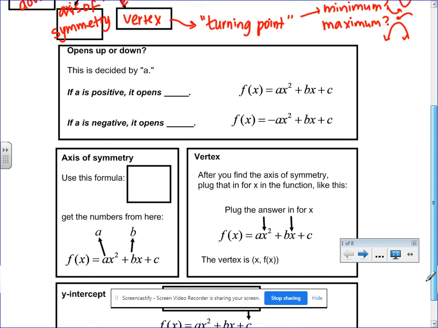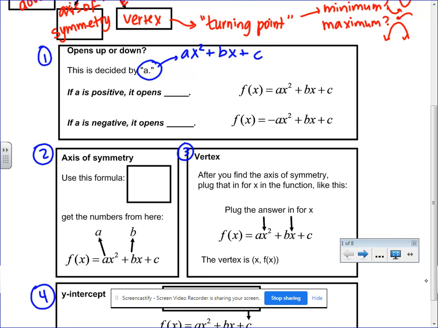All right, so first we're going to talk about, does it open up or down? Then we're going to do the axis of symmetry. Then we're going to do the vertex, then the y-intercept. So, does it open up or down? This is actually super easy. This is decided by a, as in ax squared plus bx plus c. So that a. Literally, it's this easy.